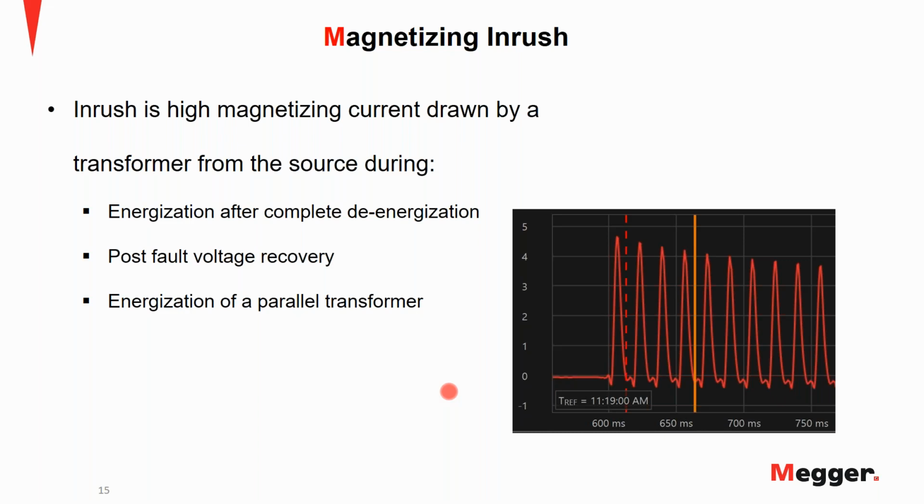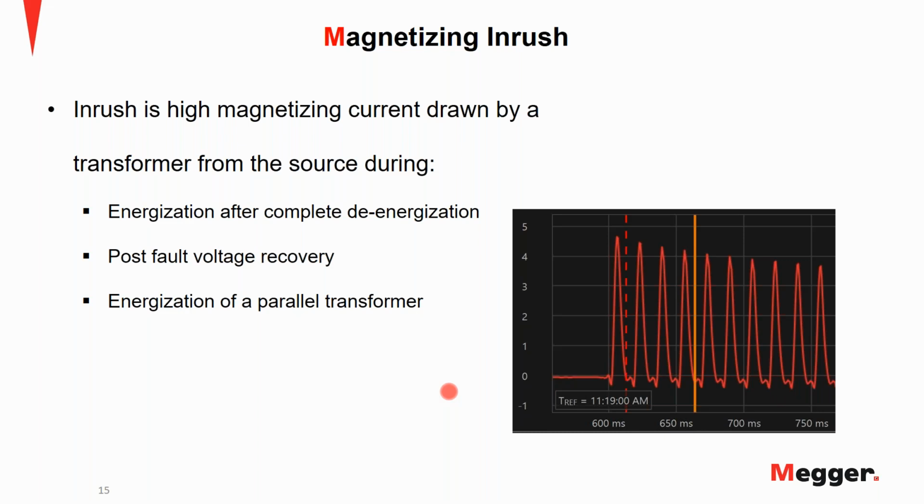So you need to know at what point in the sine wave the transformer got de-energized, and then now we're going to re-energize it. It might not happen at the same point that the transformer was de-energized the last time. That can cause a magnetizing inrush current.